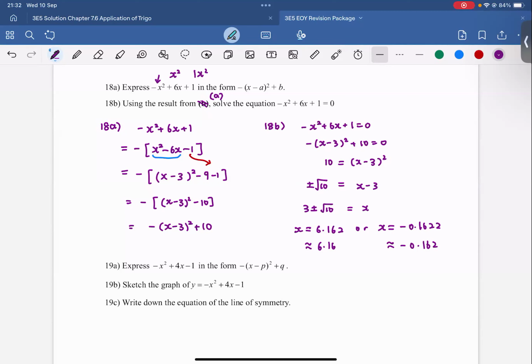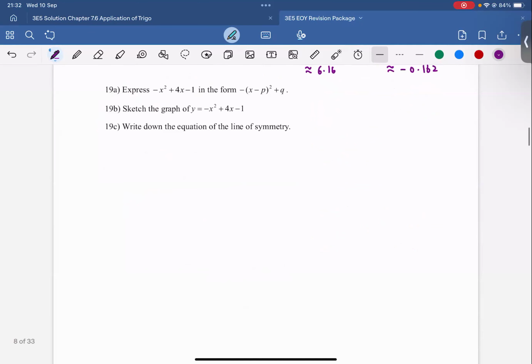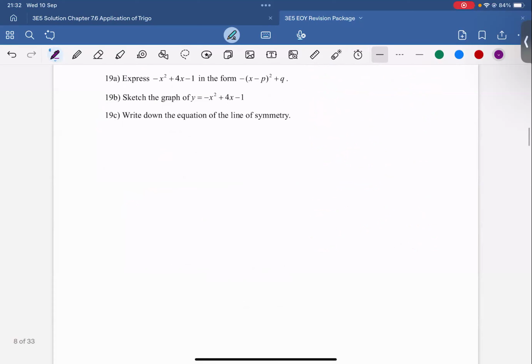Okay, let's move on. I'm moving a bit fast because it's a recap. Okay, same thing, cannot have the negative, so factorize the negative.